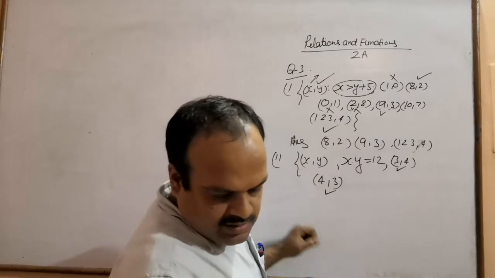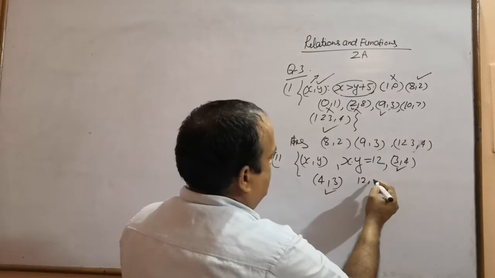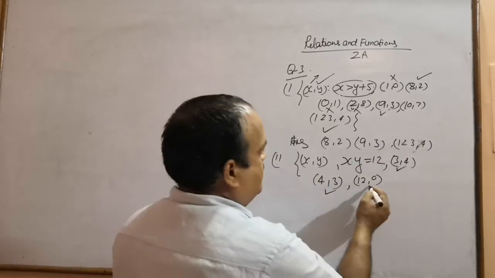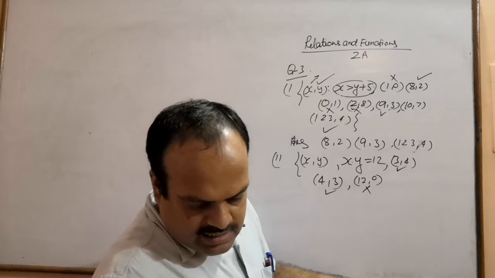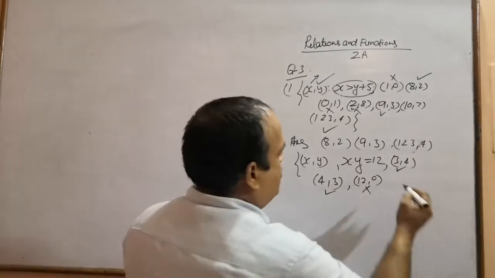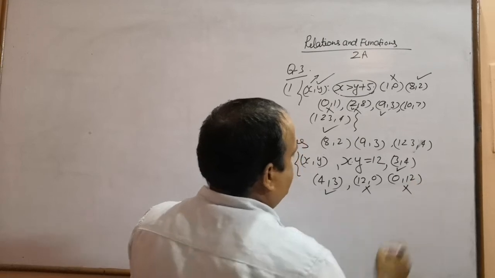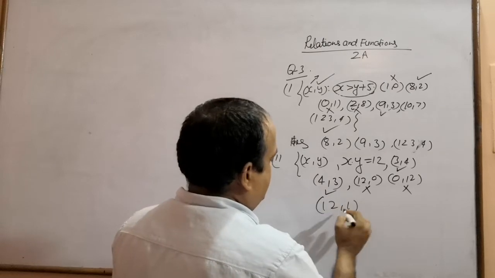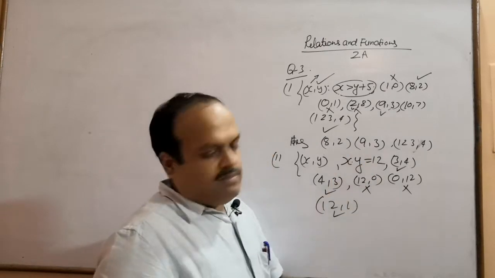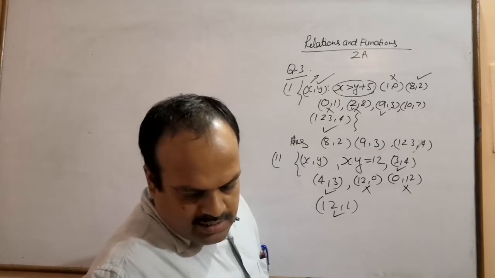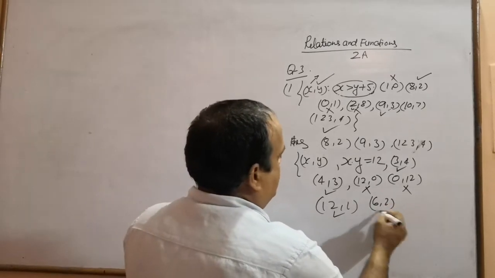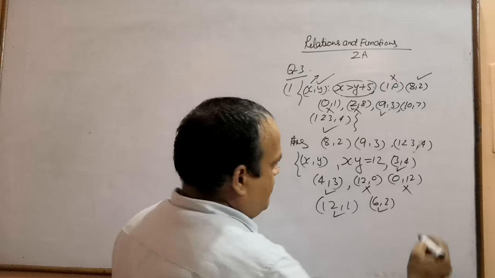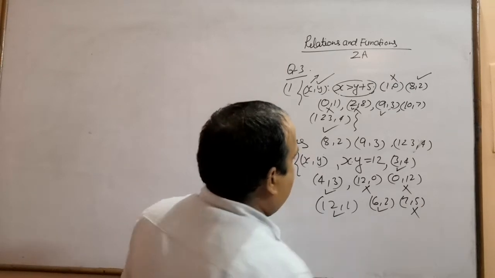Third, 12, 0. 12 into 0 will be 0, not 12. So this cannot be. Next, 0, 12, it cannot be. 12, 1, yes, it will be, because 12 into 1 equals 12. 6 into 2, yes, this ordered pair will be in the relation R. 7, 5, no, this will not.